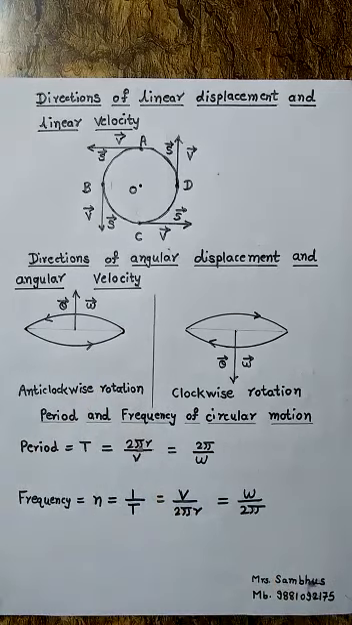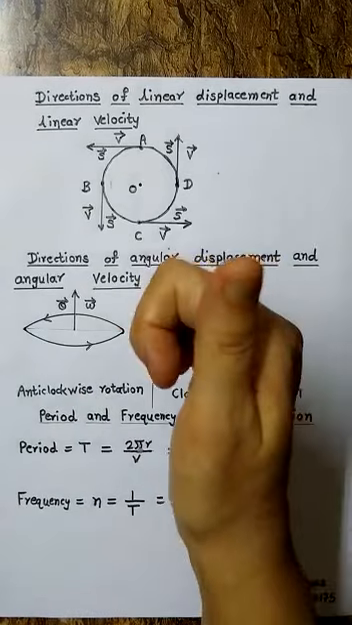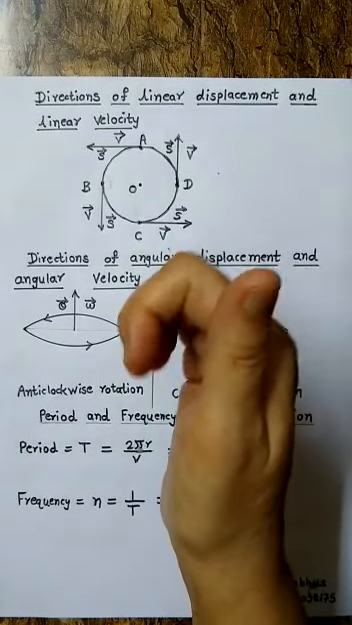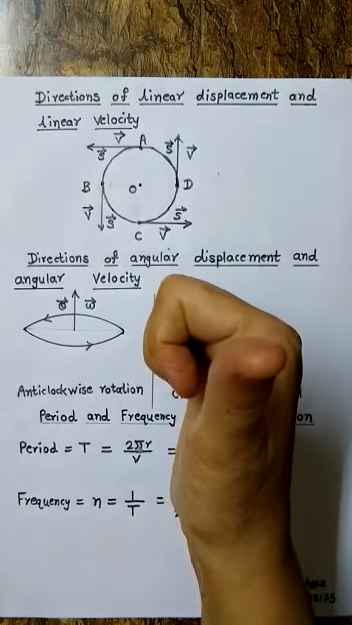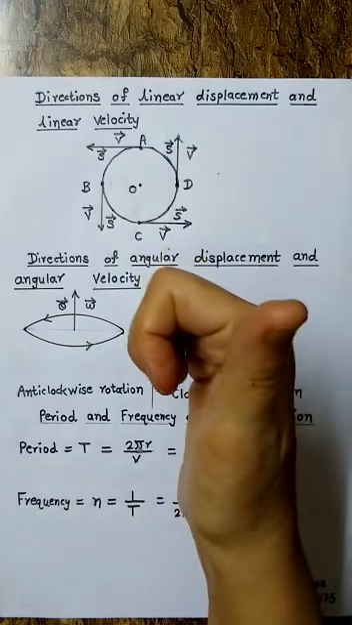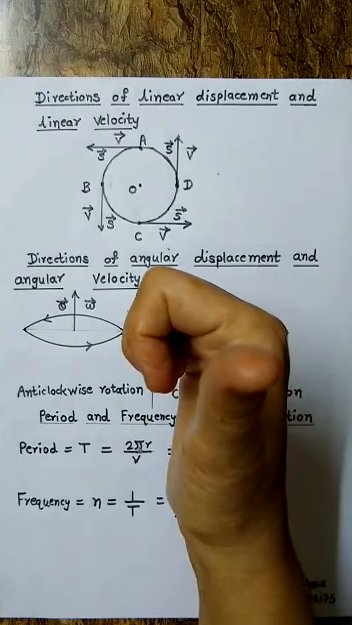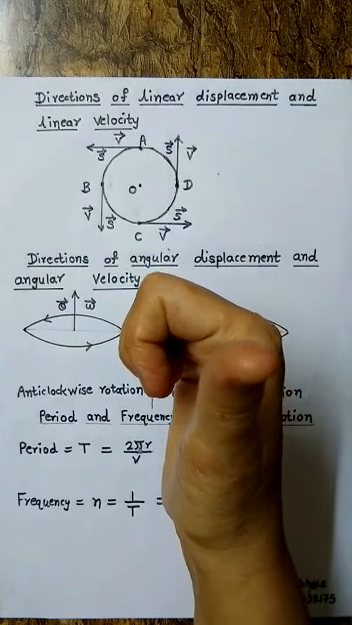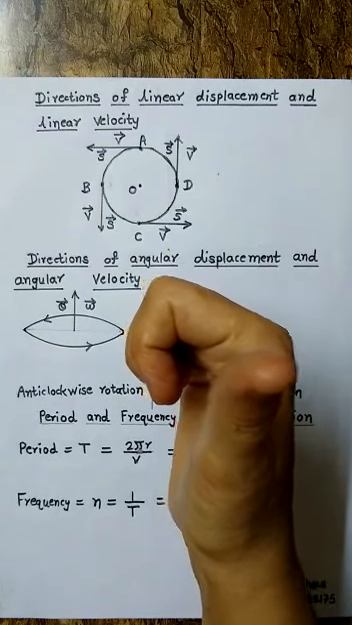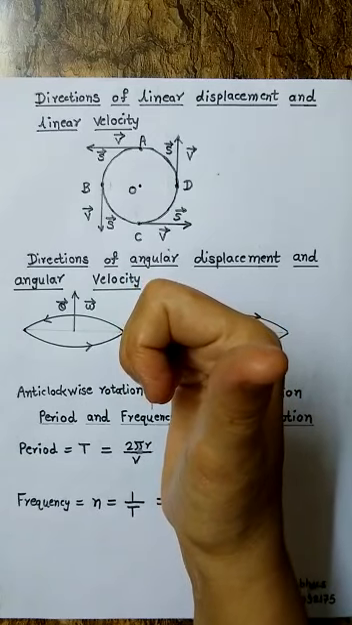Now what is the right hand rule? Hold your right hand in such a way that your fingers are curled and thumb outstretched. Then the curled fingers give you the direction of rotation of the particle, and the outstretched thumb gives you the direction of theta and omega, that is angular displacement and angular velocity.